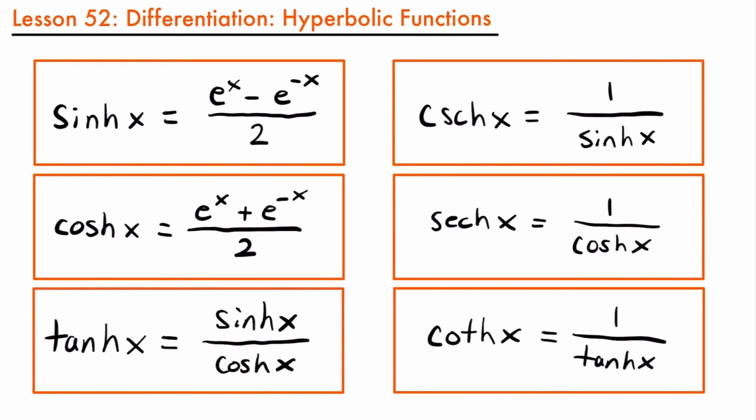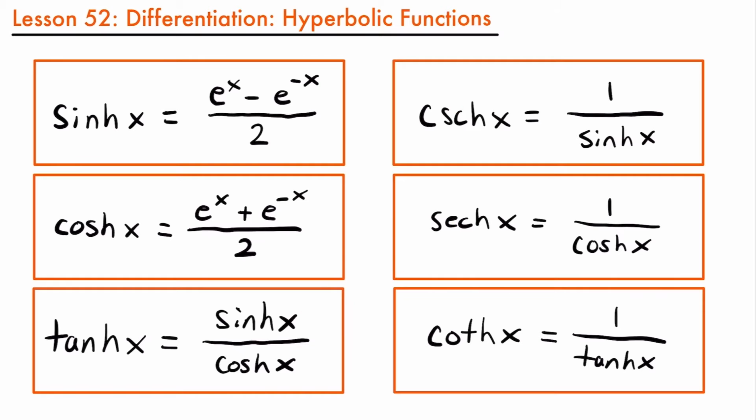And then you could do the same thing for the rest of our hyperbolic functions, where you just have one divided by another hyperbolic function, right? Hyperbolic cosecant is 1 divided by hyperbolic sine, hyperbolic secant is 1 divided by hyperbolic cosine, and hyperbolic cotangent is equal to 1 divided by hyperbolic tangent. All right, and so those are the 6 hyperbolic functions that you need to know.